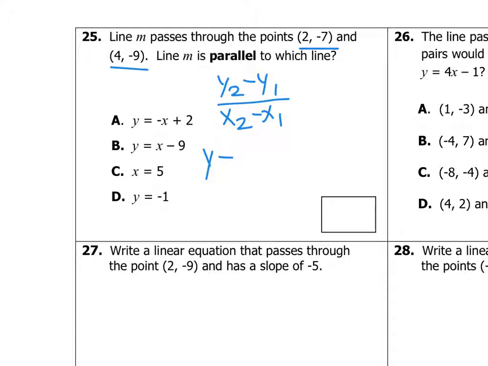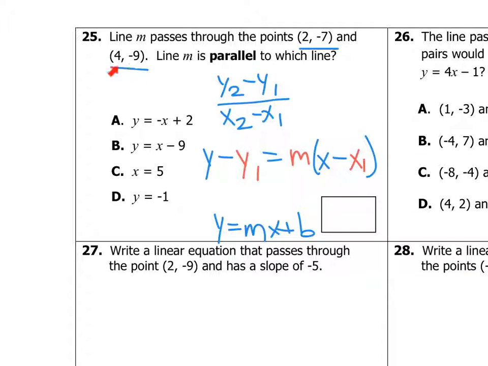Plug it into y minus y sub 1 equals m times x minus x1. Now, everything that's in red is where you're putting new numbers in, and you're going to solve it down into y equals mx plus b form. Okay, so replace this with one of these two, whichever point you choose. It does not matter which one of these you choose.